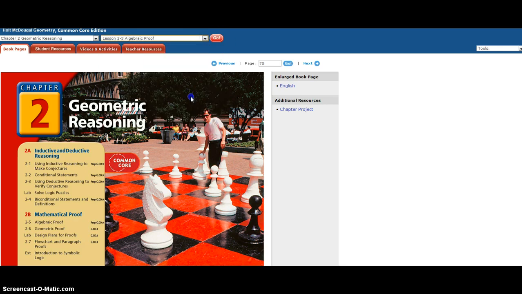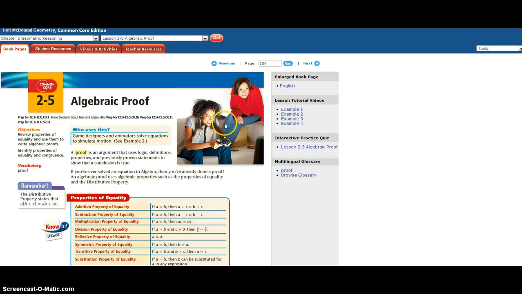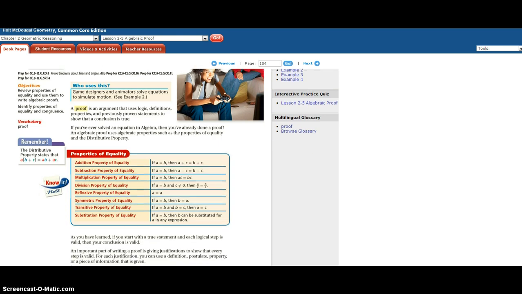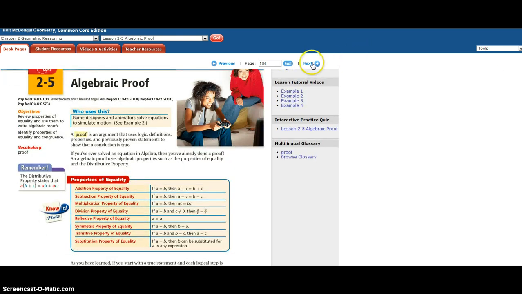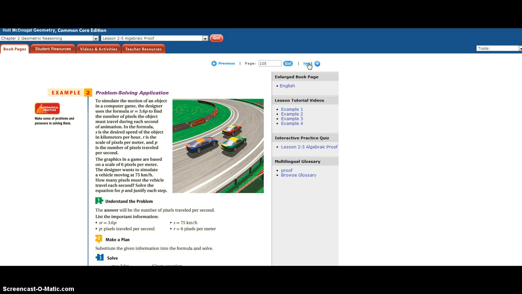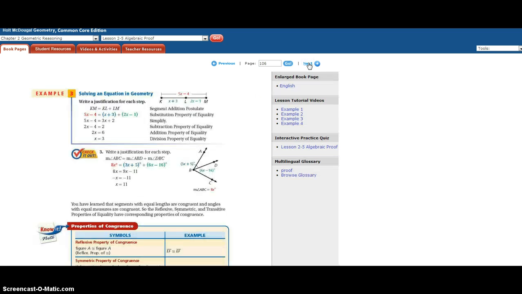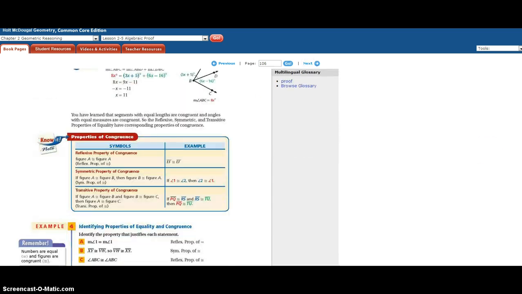So this is 2.5. And here is that exact thing that I showed you, and I would print that page off and have it with you so you can remember each name for each step. And then they have another one right here. These are the properties of congruence. So they're the same idea of the properties. The names are similar, but you can show it with angles and different things.